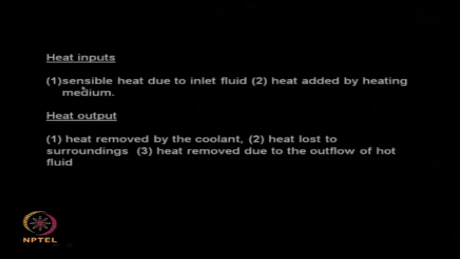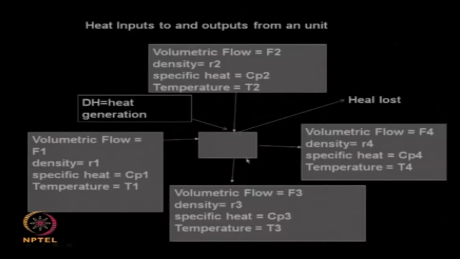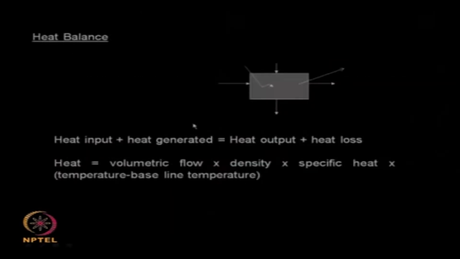So the heat inputs, as I said, are the sensible heat due to the inlet fluid, heat added by the heating medium or exothermic heat, and then the heat removed is the heat removed by the coolant, heat lost to the surroundings, or heat removed due to the outflow of the fluid. The outflow of the fluid is like this, these two. So when you do a heat balance, what do you do? You say all the input heats, that is on the left hand side of this equation, should match with all the output heats, that is on the right hand side.